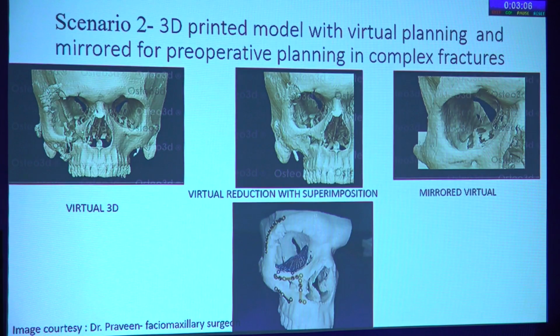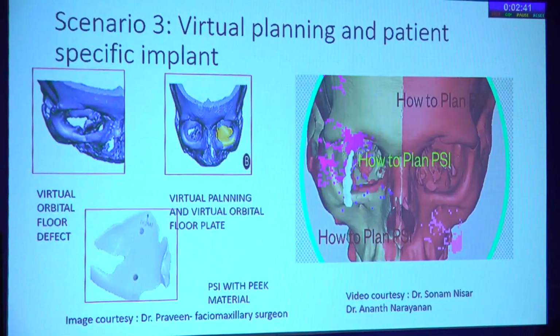In a complex fracture like this, here the zygoma is fractured. What the software does is it virtually reduces the fracture with superimposition, and then again it mirrors and gives an STL image, and with the STL image we can get a model like this. So in these complex fractures also, we will know where we have to put the screws, where we have to put the implant, and what type. Everything can be planned meticulously prior to the surgery, and then we can go into the OR.